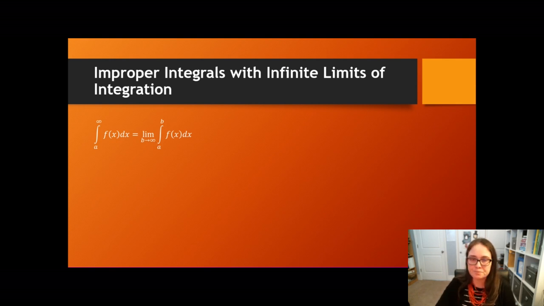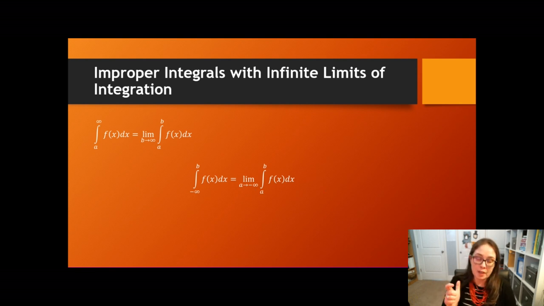If the infinity is in the lower limit, I'm going to do the same thing. I'm going to replace that negative infinity with some variable, and then take the limit as that new variable approaches the negative infinity that I took out.